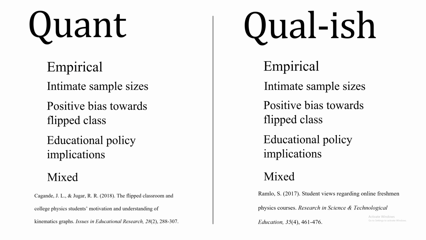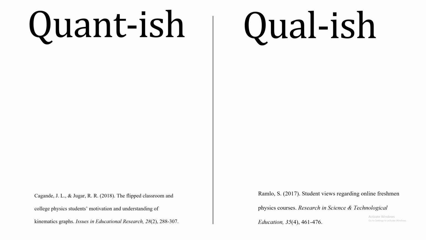The other thing that they have in common is really, when you look at it, they're both kind of mixed methods. The quantitative study is quantitative, but by using a motivation questionnaire, it is pretty mixed. So it's kind of quantitative, but ish. So they're both ish, quantish and qualish. Now, what are the differences between these ishes?